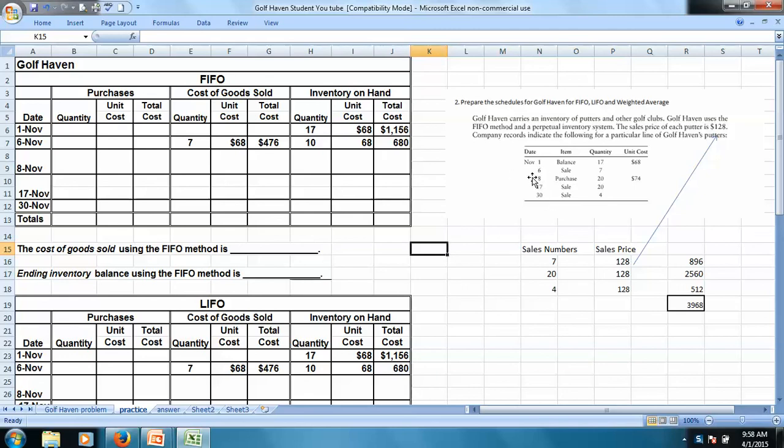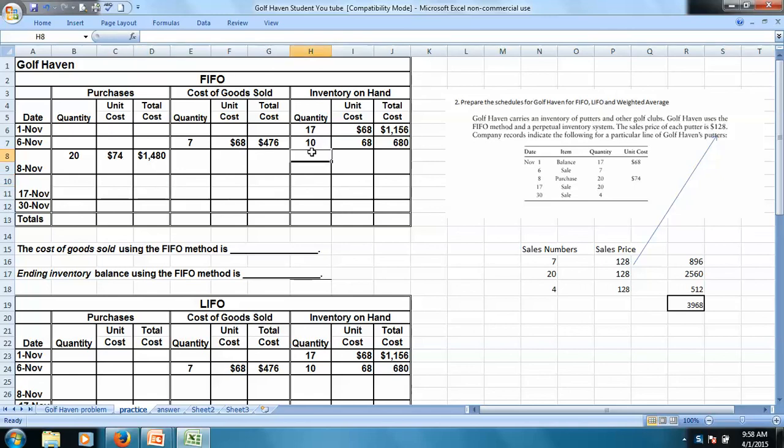All right, we're ready to go on to the 8th. Nothing must have happened on the 7th, so on the 8th we made a purchase. We bought some putters. Christmas is coming. This is November. We're going to buy some putters to keep a few more putters in the store. So we're going to purchase 20 putters, and the vendor is charging us $74 for each putter. That gives us a total cost, 20 times $74. That purchase cost us $1,480. And so now in our store we have 2 layers of inventory.